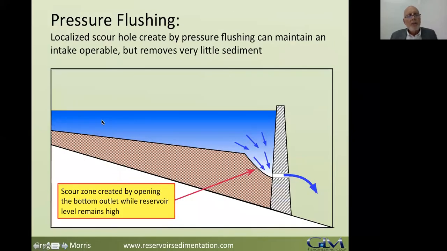Pressure flushing is when you open a low-level outlet and the reservoir is maintained at a high level, and you generate a small flushing cone. This is very localized, only in the immediate vicinity of the outlet.